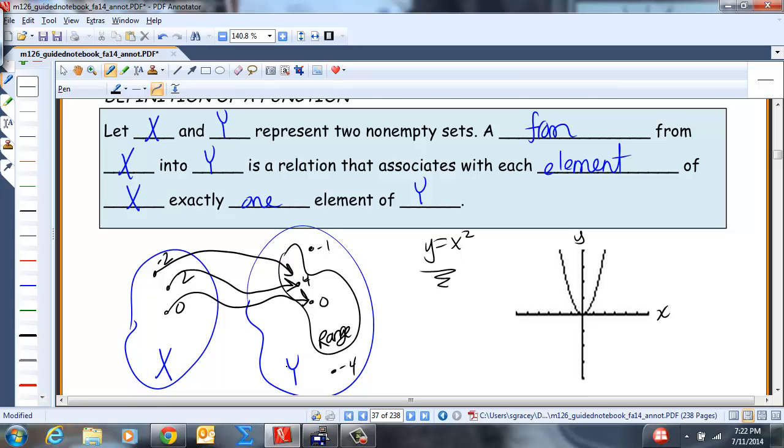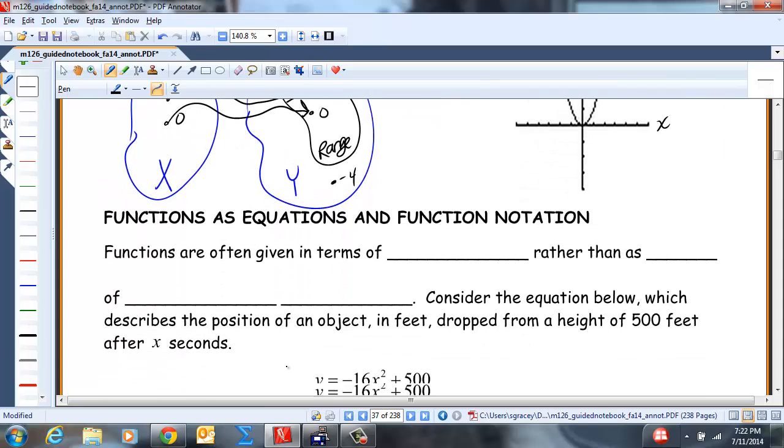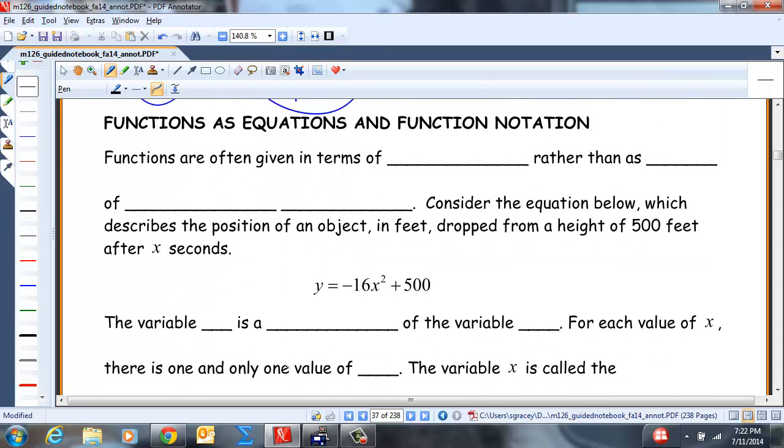So this means that this equation, this relation, happens to be a function because each x value has exactly one y value that it maps to, and it passes something called the vertical line test, which we'll get into more later. All right? So let's move on down and fill this out.